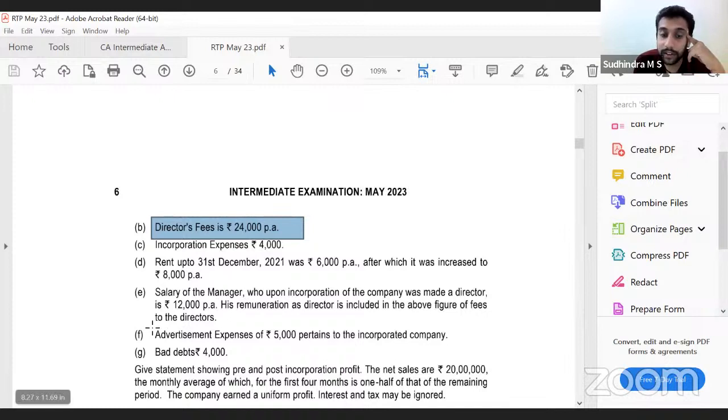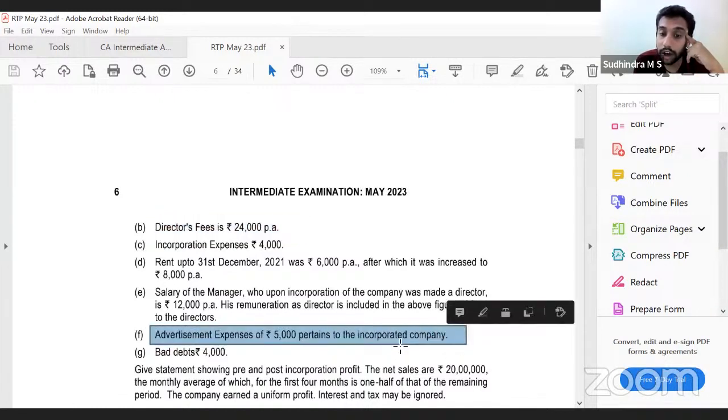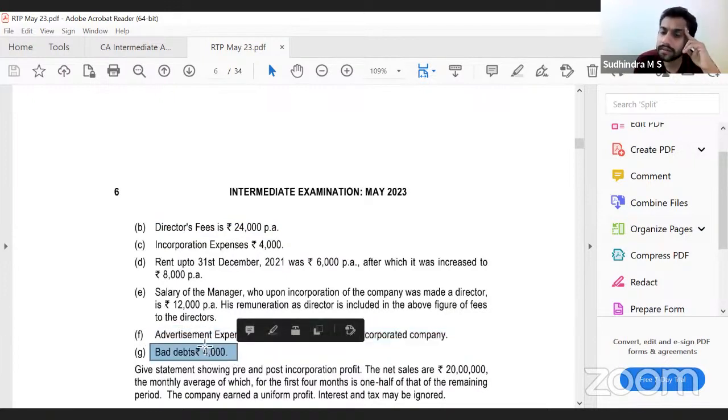Next one, advertisement expense of 5,000 pertains to the incorporated company. Post-incorporation. Sales ratio. That's all, I think. Yes, that's it. So these were the items, right? So good question that was asked in May 23 RTP. Chances that it can be asked in your exams.